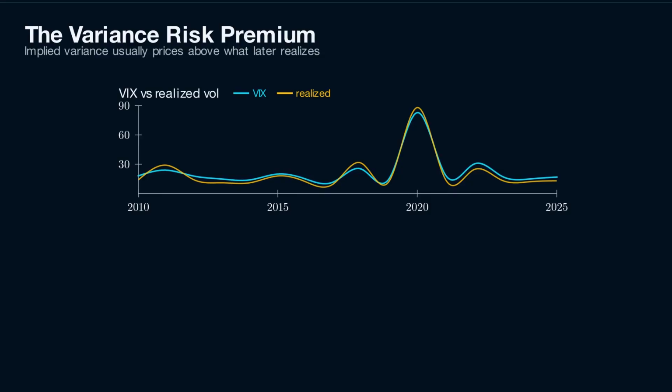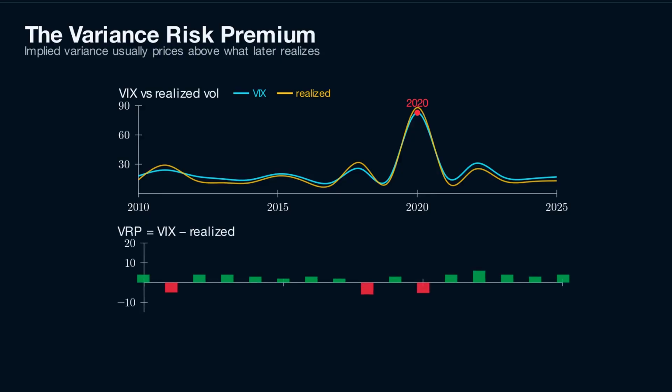Carr and Wu documented that across 5 major stock indices and 35 individual stocks, from January 1996 to February 2003, the variance swap rate systematically exceeded subsequent realized variance. The implied variance was consistently above what actually materialized. This gap is the variance risk premium.